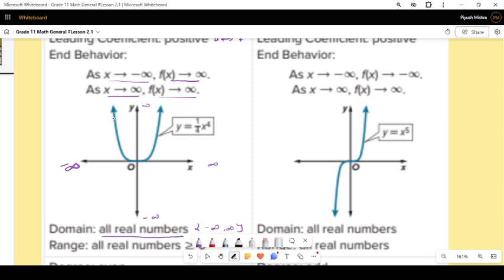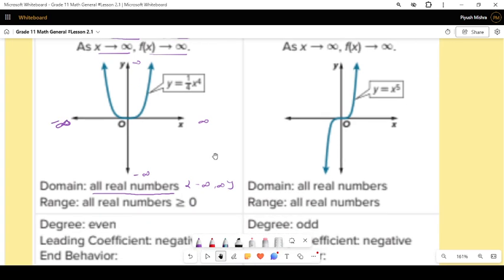In the same way, here the range is going from 0 to infinity, so I can say it is all real numbers, but greater than or equal to 0.